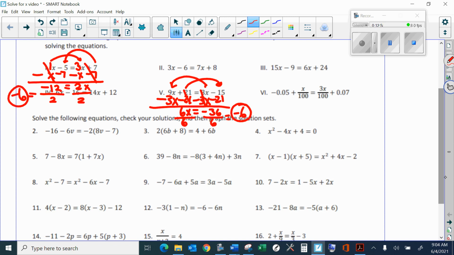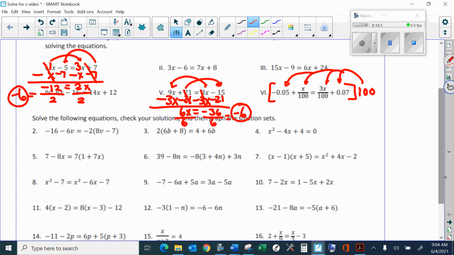Now, look right here on this one right here. We want to get rid of the fractions. So we're going to multiply by 100 through every term. How many terms are here? 1, 2, 3, 4 terms. Distribute 100 for each one.